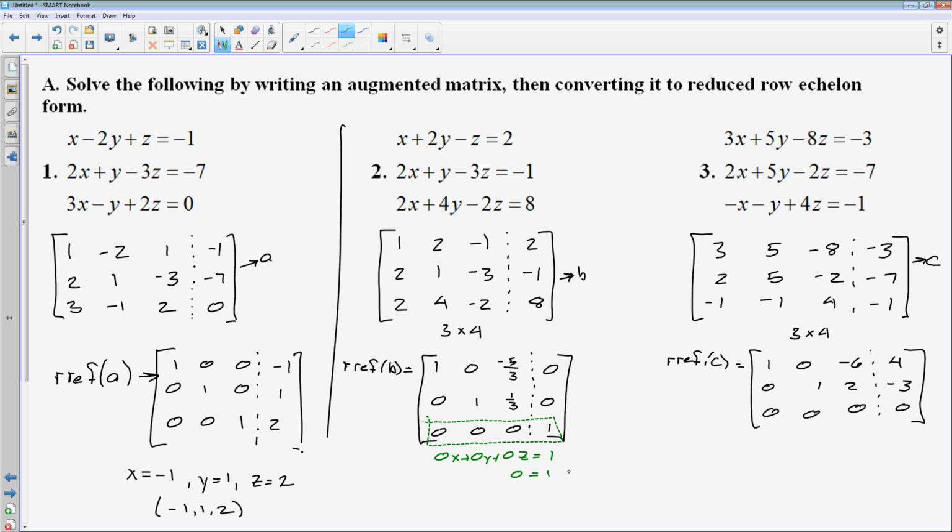That is not true. If you get a false statement at the bottom, that means there is no solution for this system of equations. So you need to understand what that means.